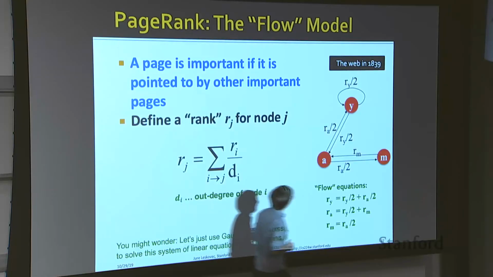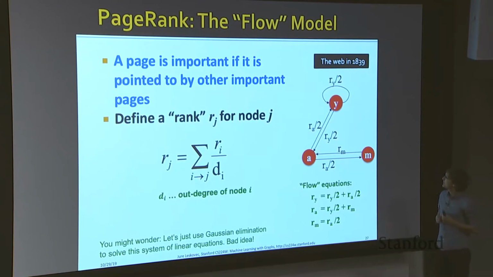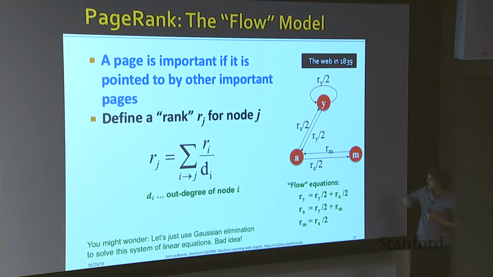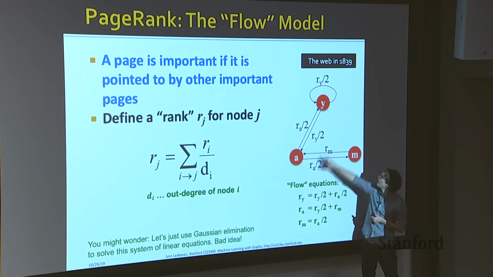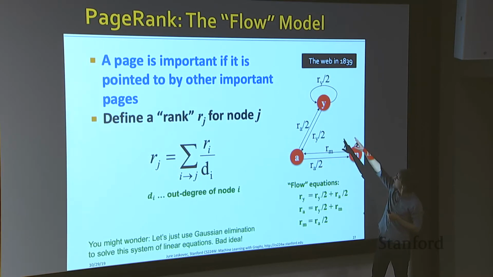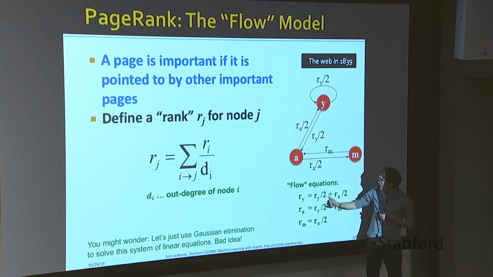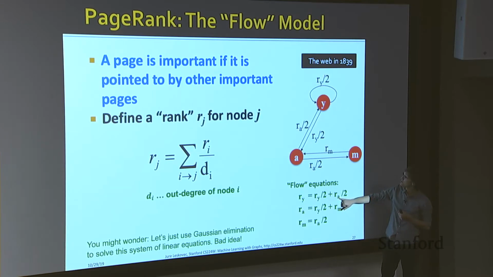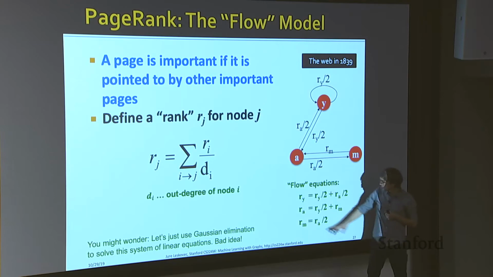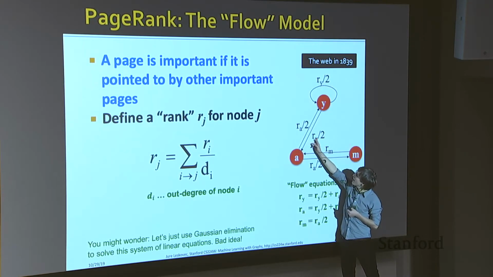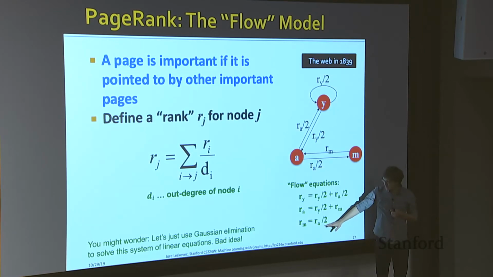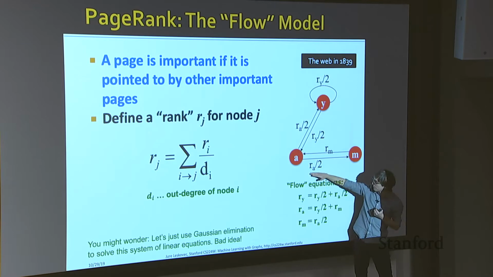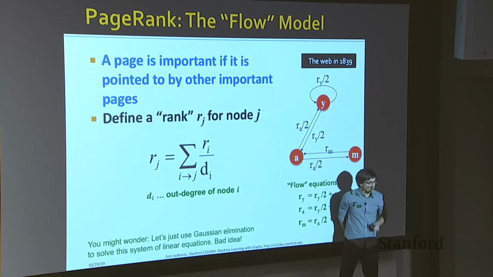To give you an example, I'll be using this running example from when the web was very young, with 3 websites. Each of these has an importance: y, a, and m. Y has a self loop and 2 outgoing links. The importance of y is half of its own importance plus half of the importance of node a, because node a has 2 outlinks. Node a's importance is half of the importance of y, plus all the importance of m, because m has only 1 outlink. And the importance of m is half of the importance of a, because a splits its importance among 2 outgoing connections.